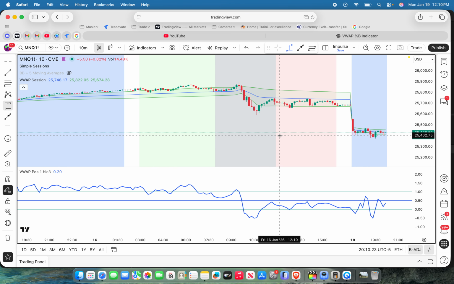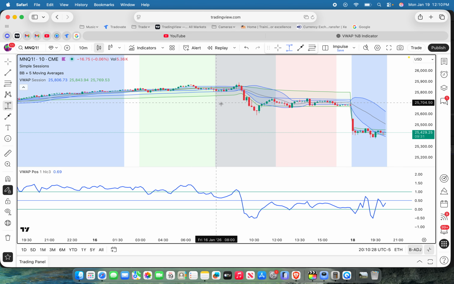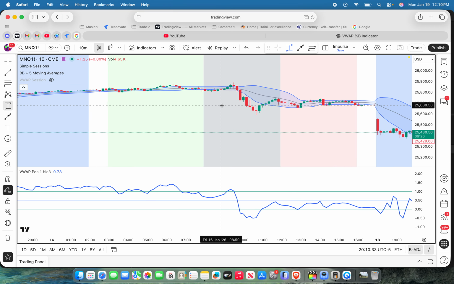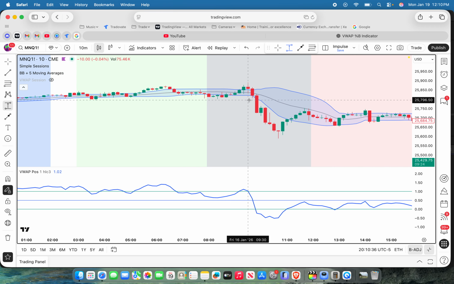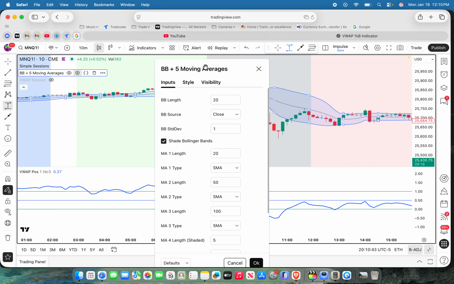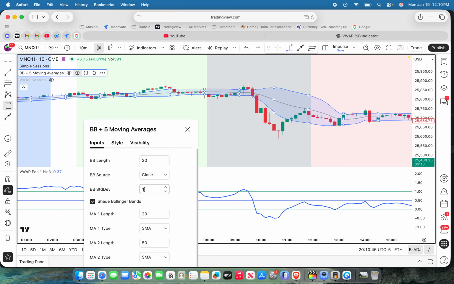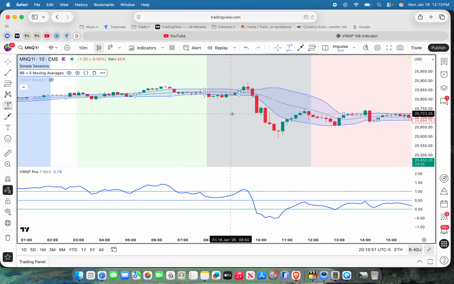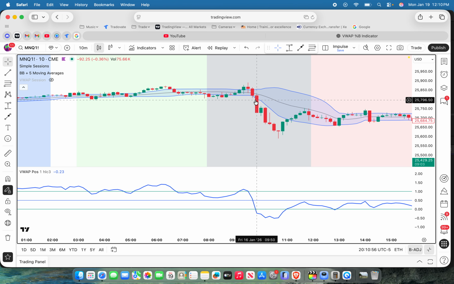That's how I trade. I was just over the weekend doing tests with VWAP versus Bollinger Bands, and they're very similar. Currently I have Bollinger Band, and this is one of my indicators, Bollinger Band and 5 moving averages. You can see I have standard deviation of 1 on the Bollinger Bands, set at 20. And when we get the confirmation of both VWAP and the Bollinger Bands at the same time, that'll give us the direction in which to trade.